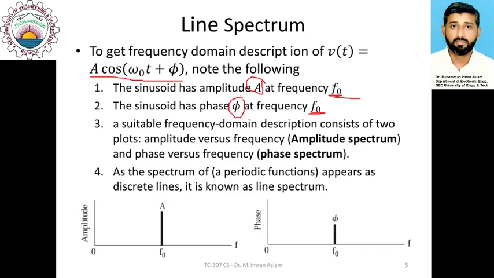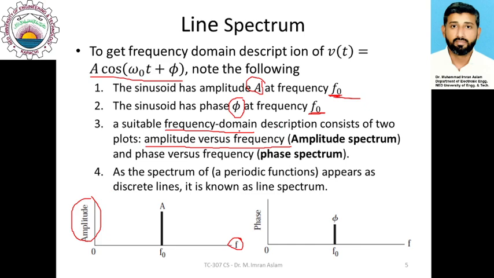So you can see that this signal has two important pieces of information as a function of frequency. One is its amplitude and the other is its phase. So in order to make a suitable frequency domain description, or suitable frequency domain representation, we need to make two different plots, because we have two different pieces of information. The first plot would be an amplitude plot versus frequency. So the independent variable would be frequency, and the dependent variable is taken as the amplitude.